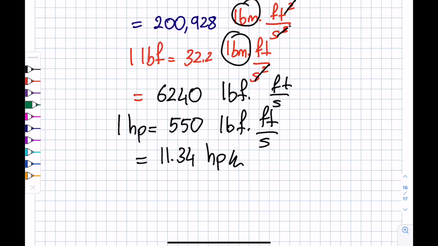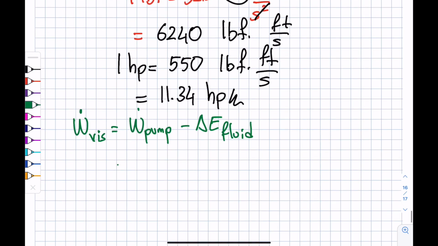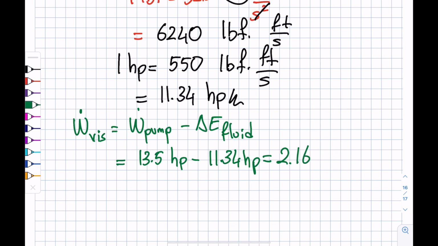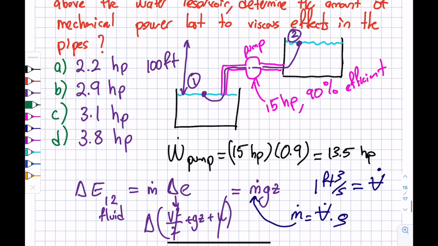According to the question, it's asking what is the power that is spent or wasted on the viscous forces. It's going to be the difference in those two numbers, the pump power minus what is actually being delivered into the fluid. So it's going to be 13.5 horsepower minus 11.34 horsepower, and that will be 2.16 horsepower. That will be the amount of power that's been spent over there. So you can see option A is the right answer for this question.